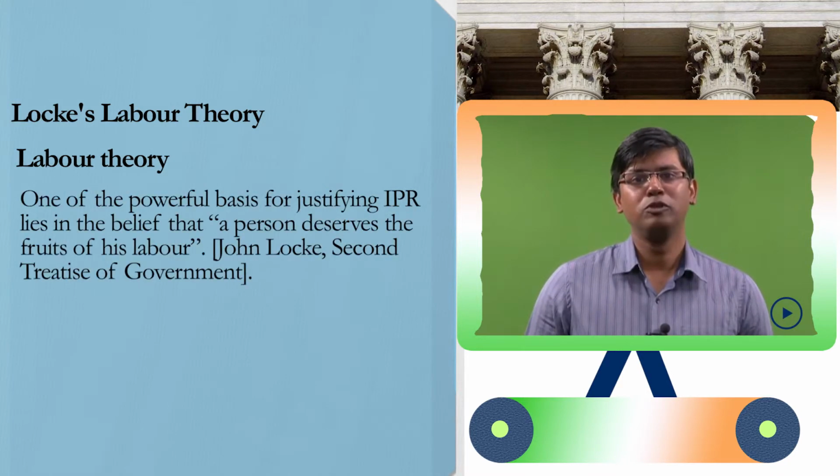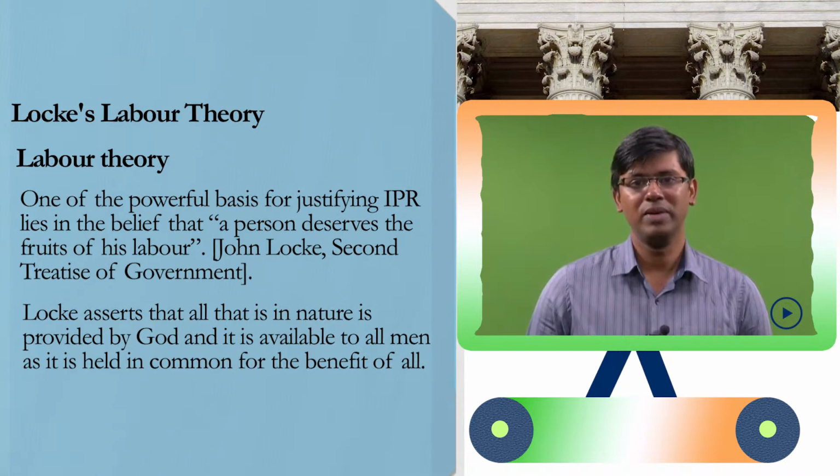One of the powerful bases for justifying intellectual property right lies in the belief that a person deserves the fruit of his labor. This was largely espoused by John Locke in his second treatise of government. Locke basically asserts that all that is in nature is provided by God, right? And it is available to all men as it is held in common for the benefit of all.